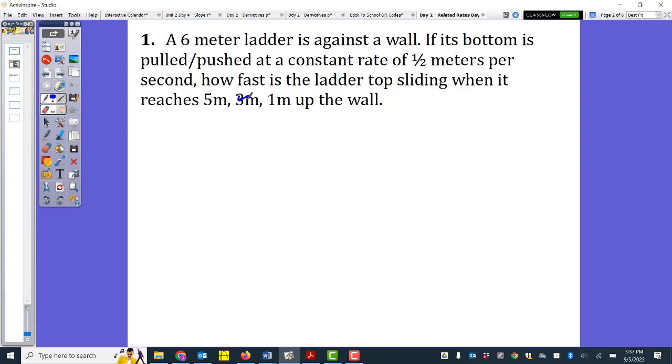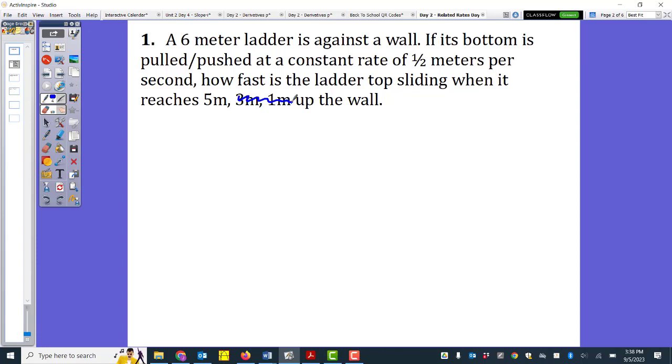So ignore the 3 and 1 right now. We're just looking at the 5, just one situation. We have a 6-meter ladder against a wall. If its bottom is pulled or pushed at a constant rate of 1/2 meters per second, how fast is the ladder top sliding when it reaches 5 meters up the wall?